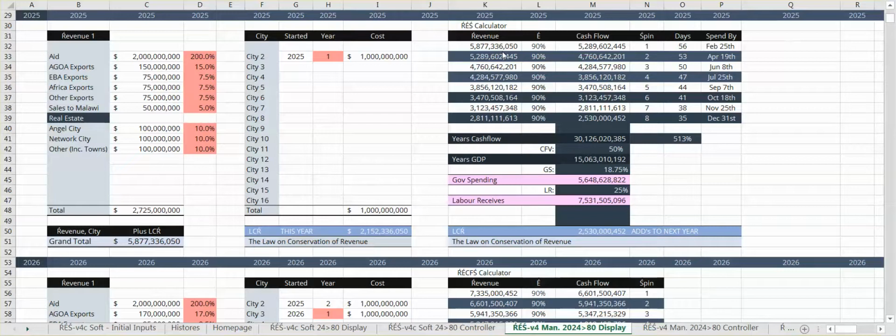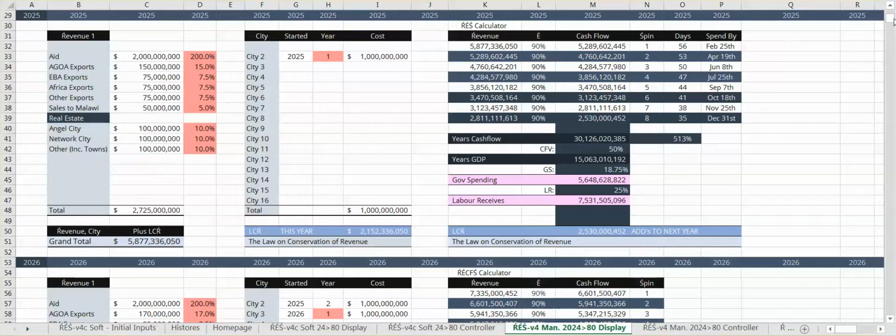This simulation may be slightly optimistic about trade, the amount of real estate and cities sold, but could equally be a way short. We're not focused on these variables, rather the general overview of what RES can do. The simulation starts in 2024 with 5 billion in revenue.